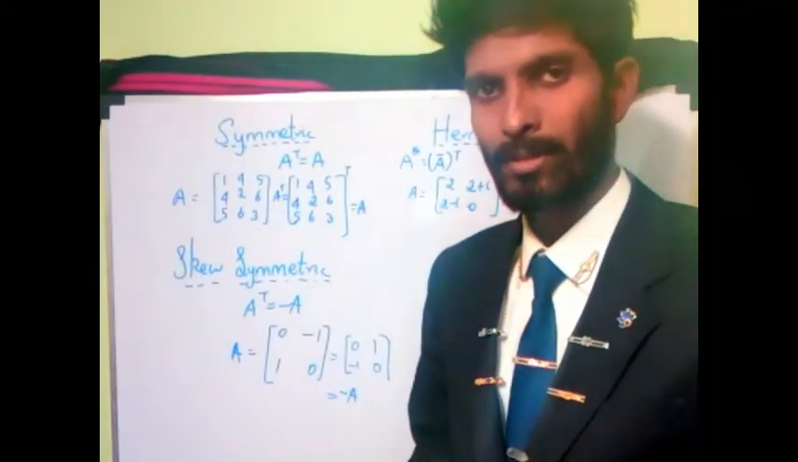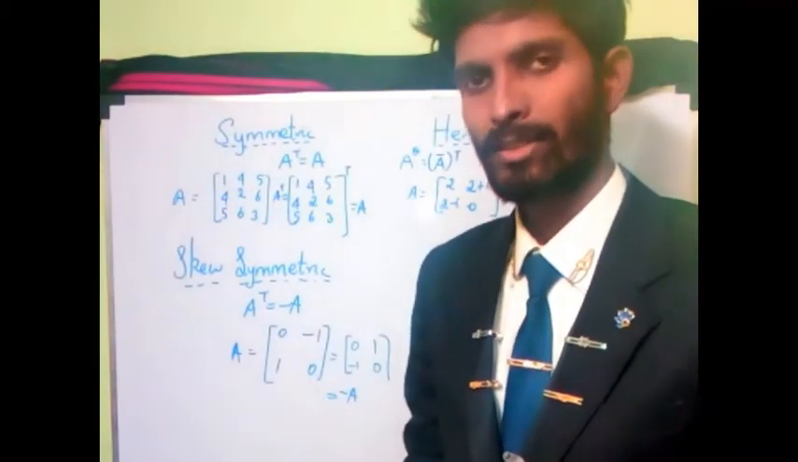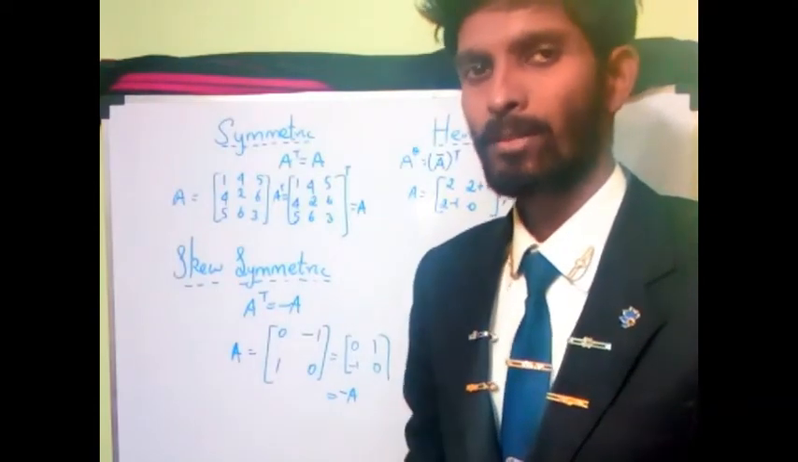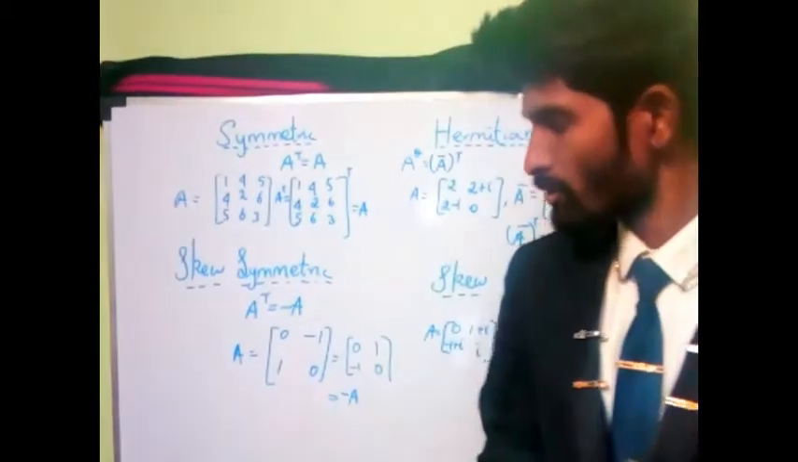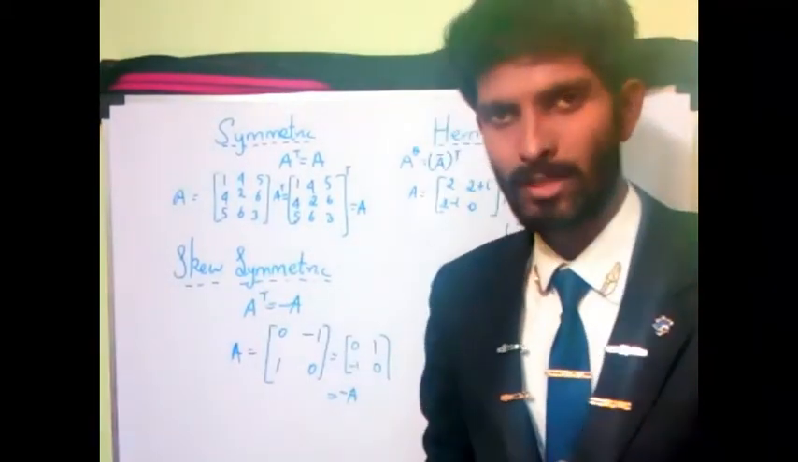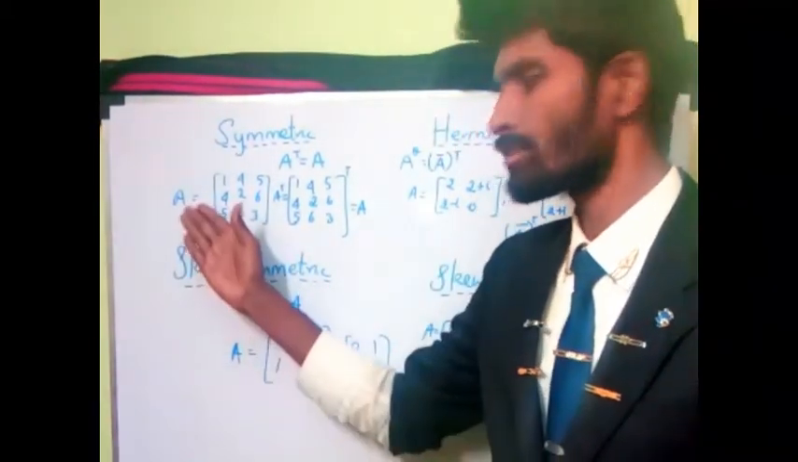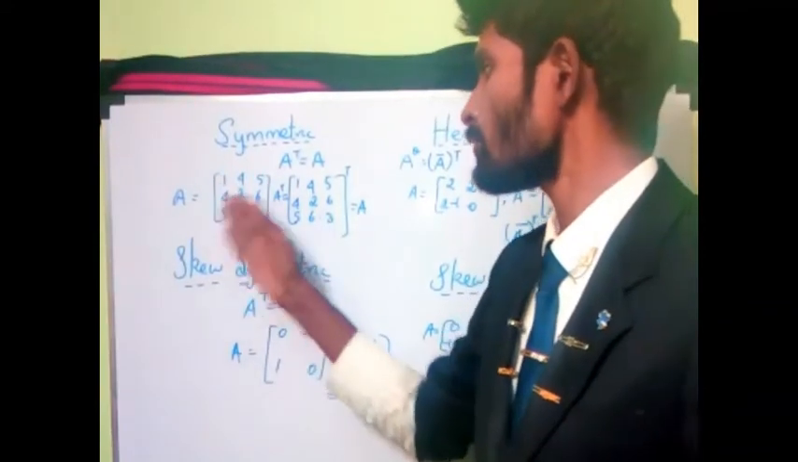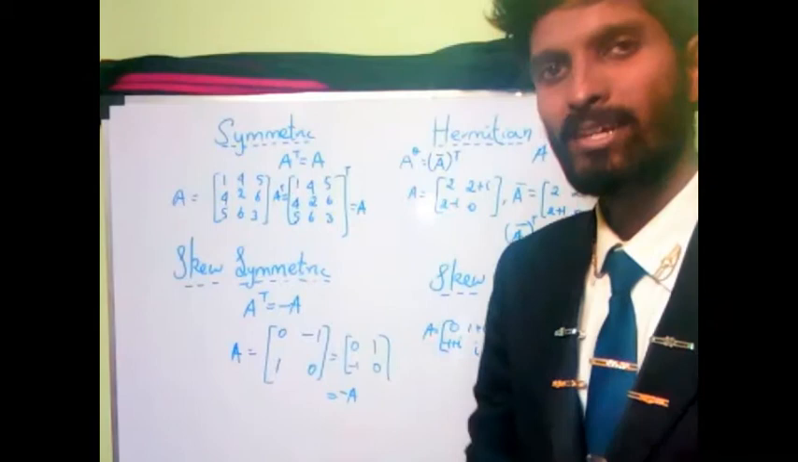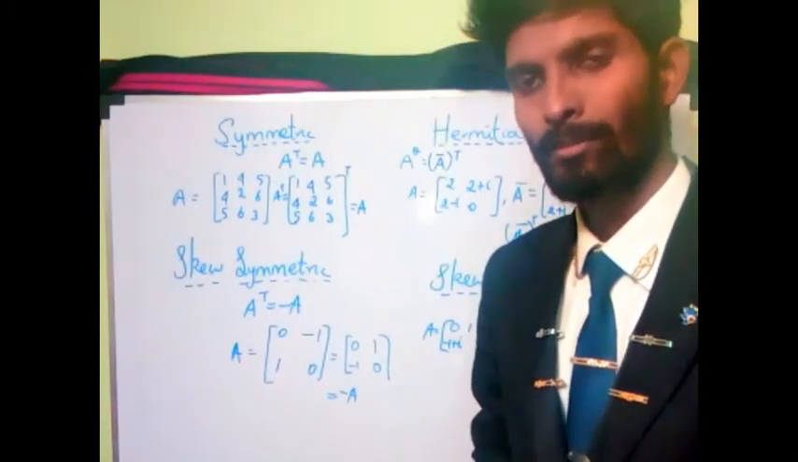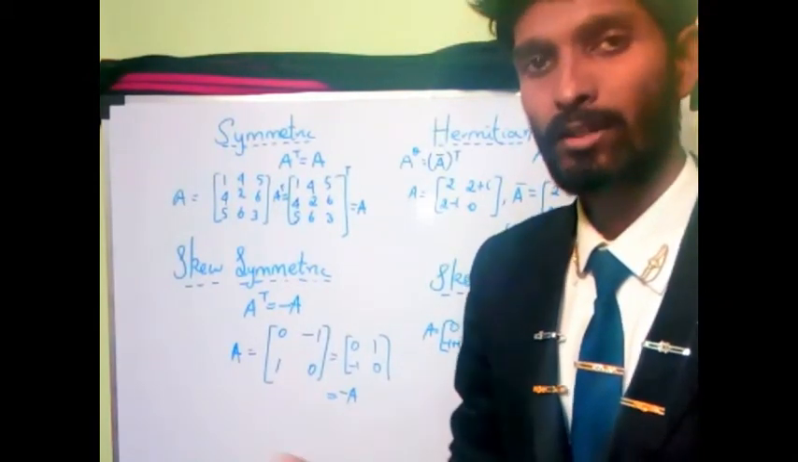Symmetry means that if I take something, it should be the same as the other. Suppose you take one pencil, and it should be the same as the next pencil. That is called the symmetric property. Now listen here. For symmetric, I've taken a matrix A equal to 1, 5, 4, 6, 5, 6, 3. If I make any change, the final result will be the same as the previous, that is, the original.